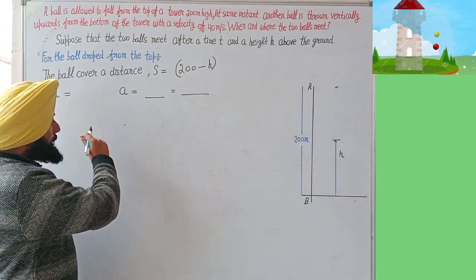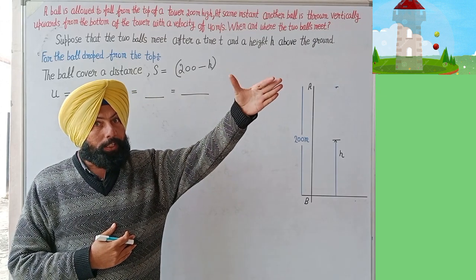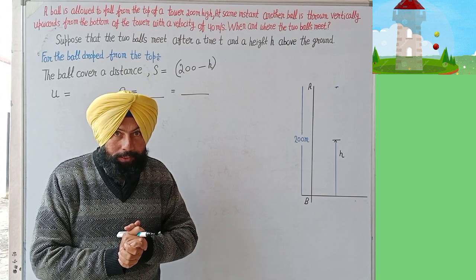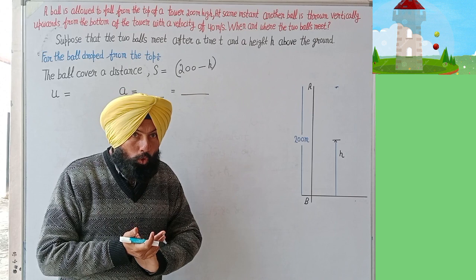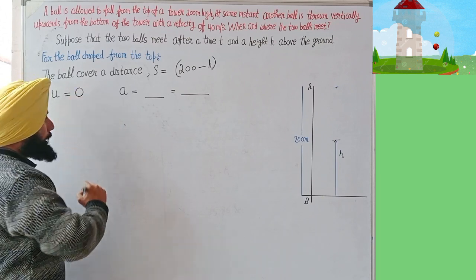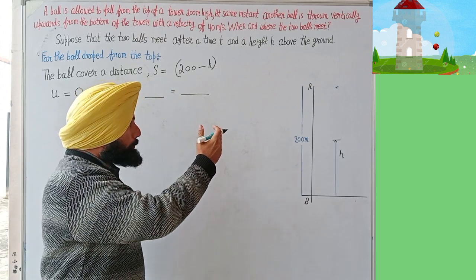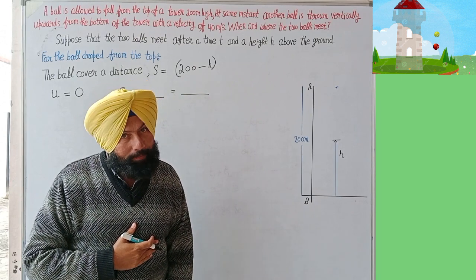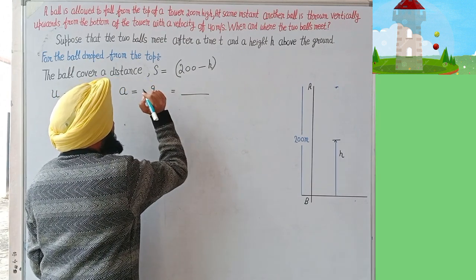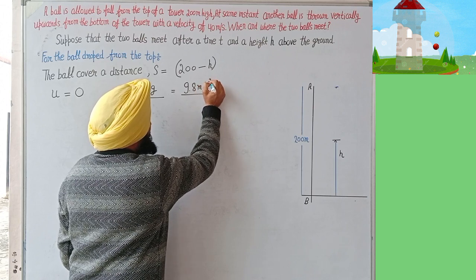Now, what is the initial velocity? Because the ball is thrown freely, its motion is only under gravity, that means its motion is free fall, so its initial velocity is 0. Now what is the acceleration? I have already told you that the ball is falling freely under gravity, so its acceleration equals acceleration due to gravity, and its value is 9.8 meter per second square.